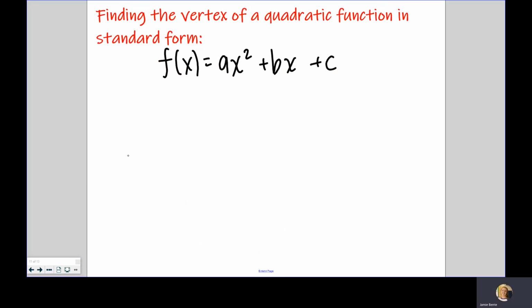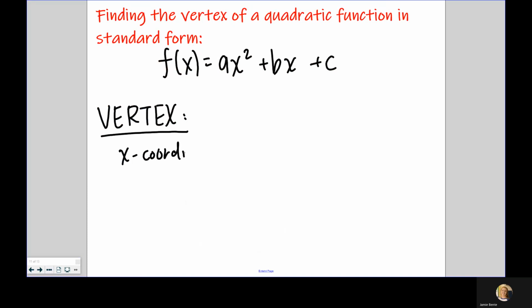If you're in standard form and you need to find the vertex, this is how you'll do it. We know that the vertex is going to have two parts. It's going to have an x coordinate and it's going to have a y coordinate. To find the x coordinate, it's just going to be -b over 2a. So a and b come from standard form there. b is the coefficient on x, a is the coefficient on x squared. That's the x coordinate of the vertex, -b over 2a.